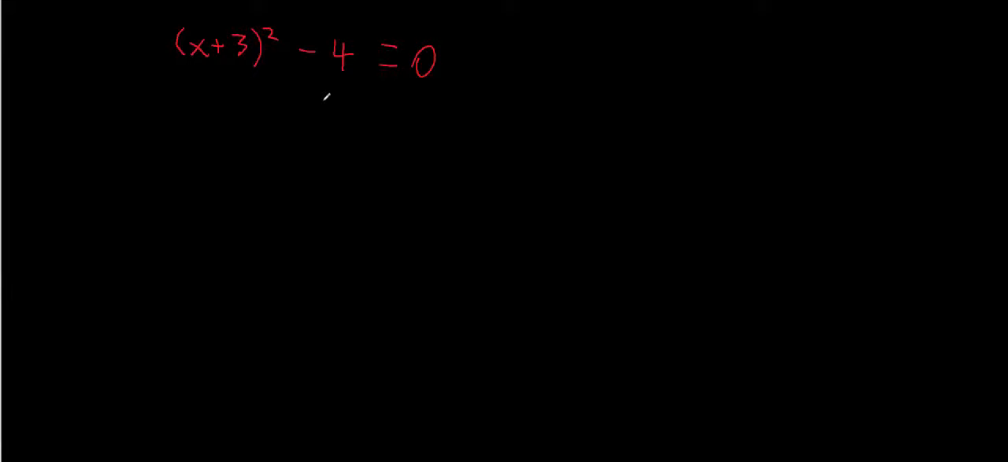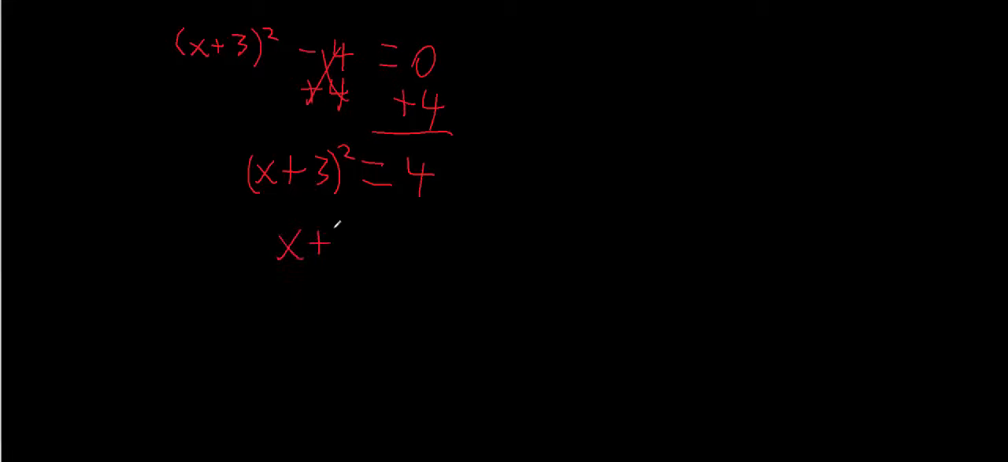Okay, so this one is actually kind of a trick question, but it's essentially just a square root problem. So you can use reasoning to figure this problem out. You would add 4 to both sides. This would be your first step. So that would be (x plus 3) squared equals 4. And then you would take the square root of this.